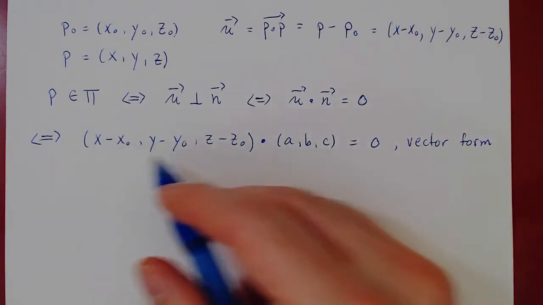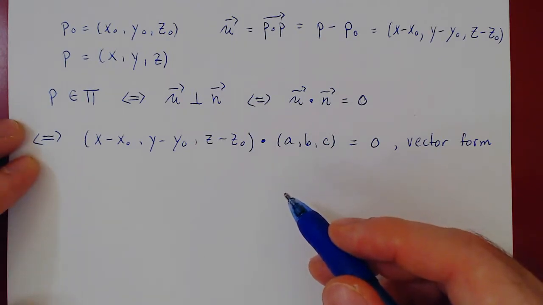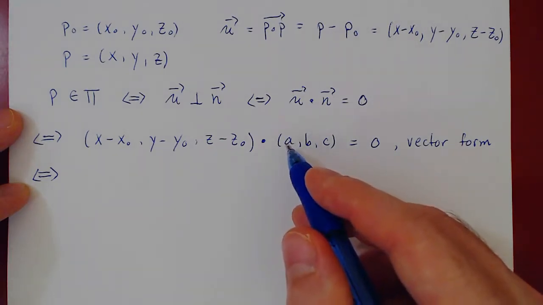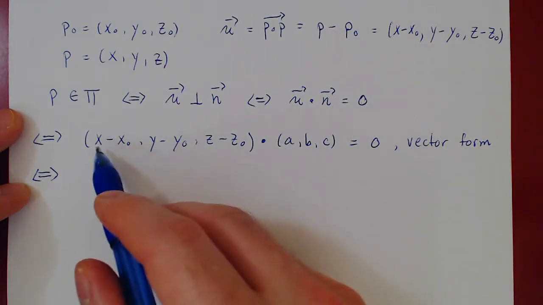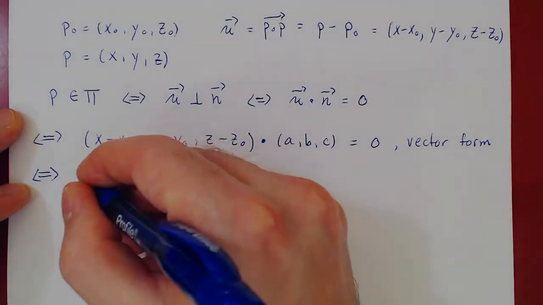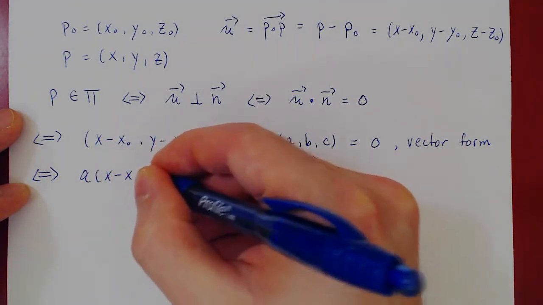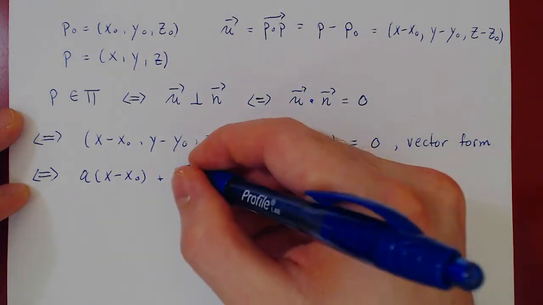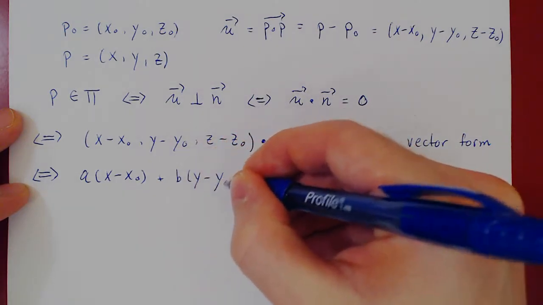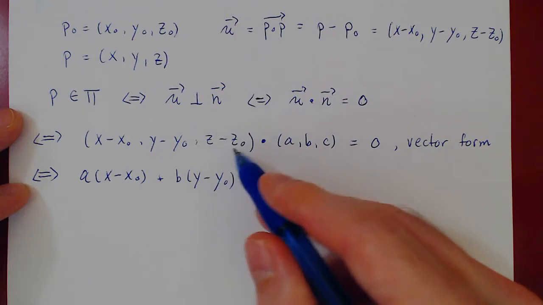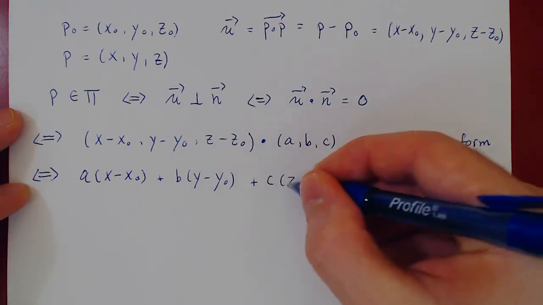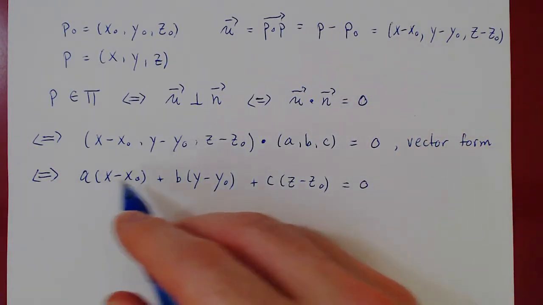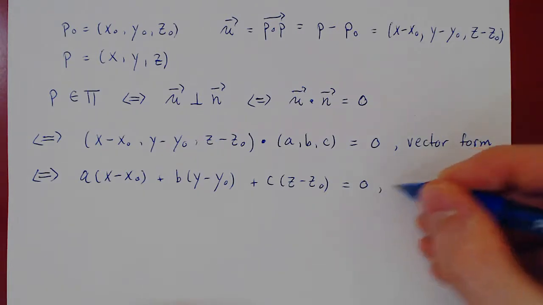Let's compute now the dot product to make this look a little different, and this will be called the point normal form of the plane. So if we multiply in here, I'll put the a first, right? This is x minus x naught times a. Well, I'll write the a first, so a times x minus x naught plus y minus y naught times b. I'll put the b up front, b times y minus y naught, plus finally z minus z naught times c. Once again, the c up front, c times z minus z naught, and this has to be equal to 0. One more way of writing the equation of the plane, and this is the so-called point normal form.